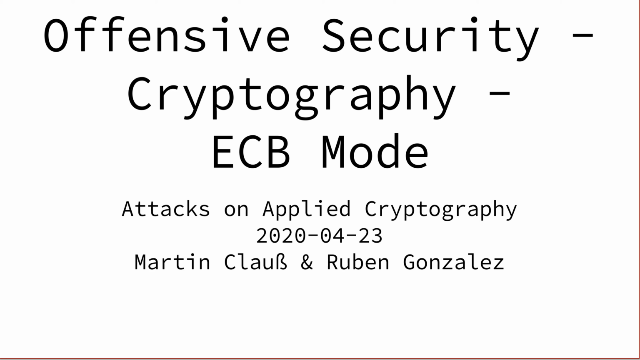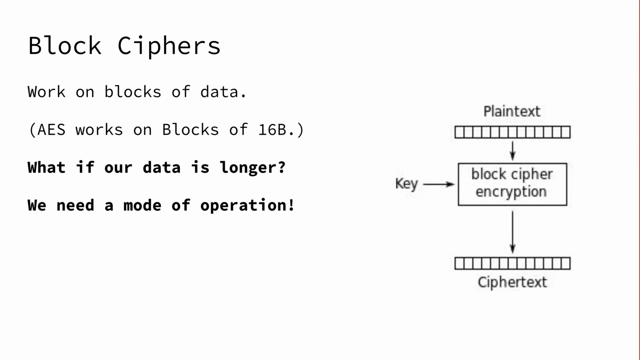Okay, so now we're gonna actually talk about block cipher modes of operation, and we're gonna start with the ECB mode because it's the most obvious one. So we said, okay, block ciphers work on blocks of data, and if the data is shorter, we're gonna pad, but actually most likely you would want to encrypt more than 16 bytes of data, right, if you use AES. So what do we actually do if we have more than 16 bytes to encrypt?